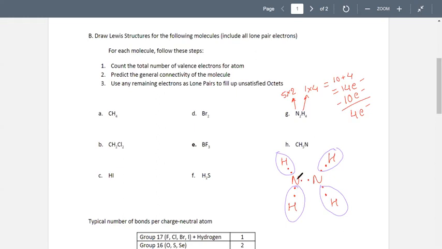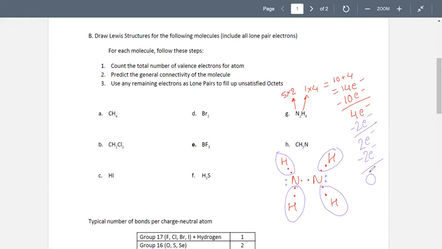Let's count. The nitrogen has 1, 2, 3, 4, 5, 6. This nitrogen has 1, 2, 3, 4, 5, 6. So I have 4 electrons. So what do I do? 1, 2, 3, 4, 5, 6. This needs 2 more electrons. So after I put 2 electrons, let's count. It has now 1, 2, 3, 4, 5, 6, 7. It does not need any more. So minus 2 electrons, we have 2 more electrons left. So we're going to put 2 over here because it also needs them. Now I've used all the electrons. I have 0 electrons left.